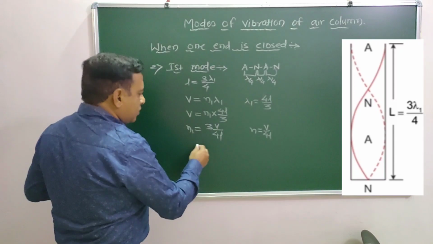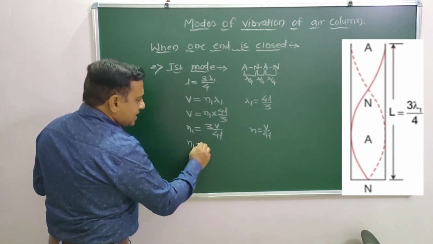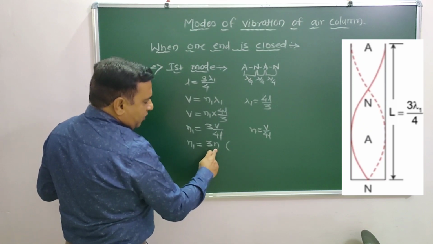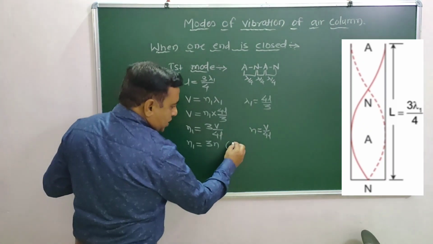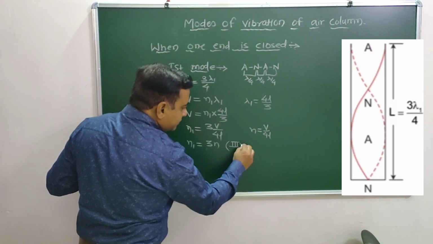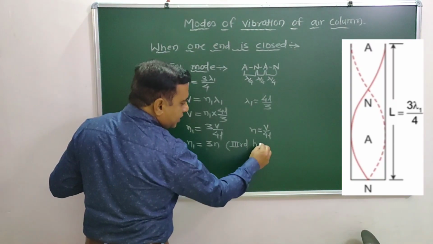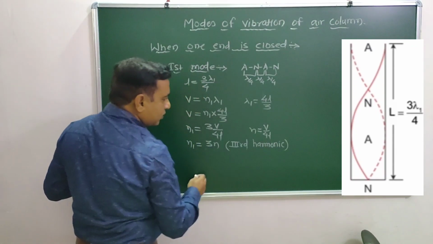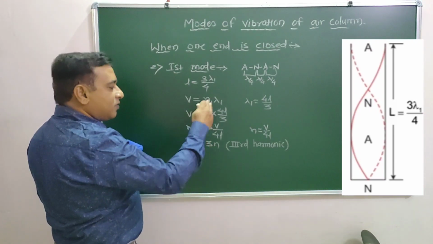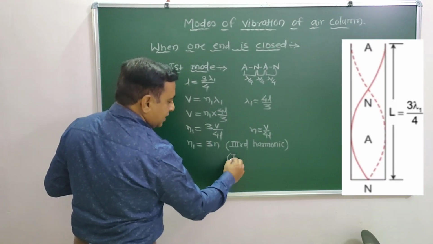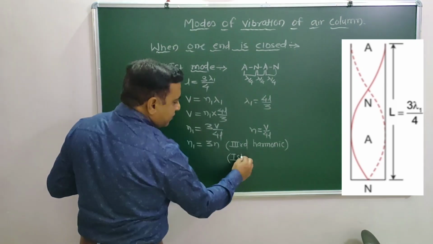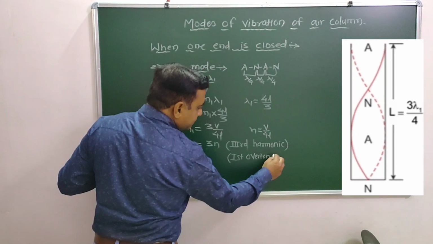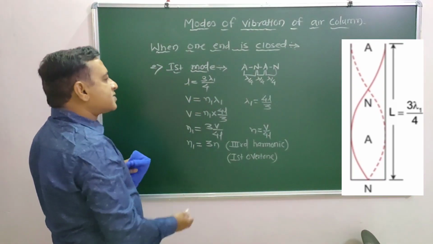Now we need to substitute that. N1 is equal to 3 into N. That means integer multiple of fundamental frequency is known as harmonic. So this is your third harmonic. And what about the overtone? Sir, after fundamental, it is the first higher frequency than that of fundamental frequency. That's why it is the first overtone. This is for the first mode.